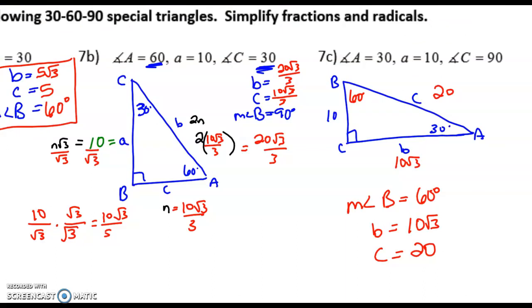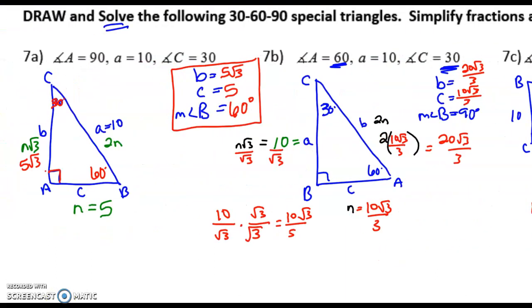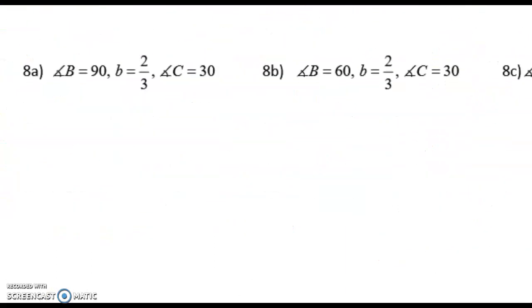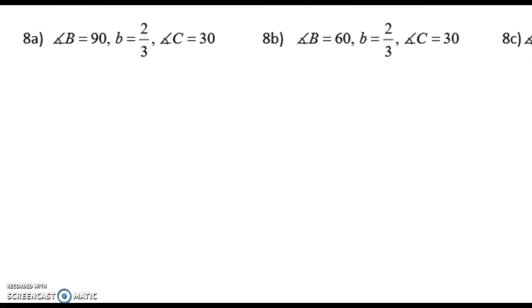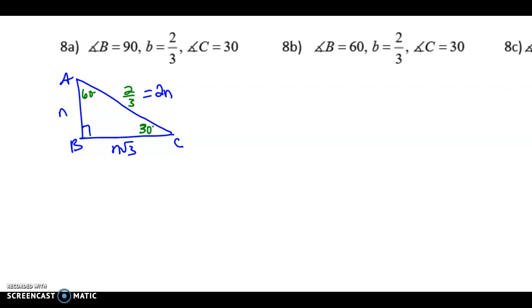So some more with the 30, 60, 90. This one has a fraction in it. Go ahead and pause your video and draw it out. See if you can finish this up. All right, so there's the picture. Since the hypotenuse is what we've been given, 2n, we need to divide this by 2.